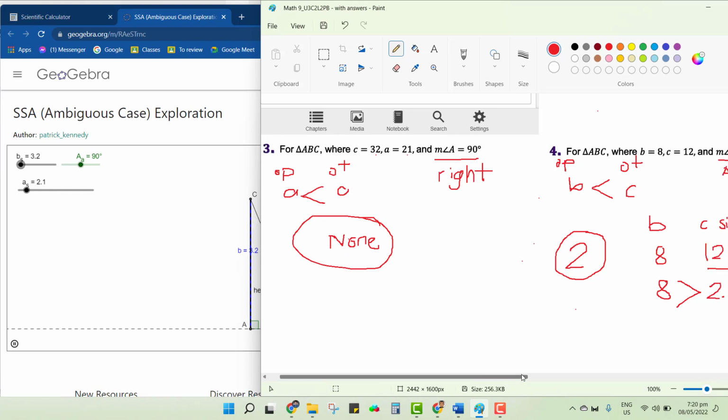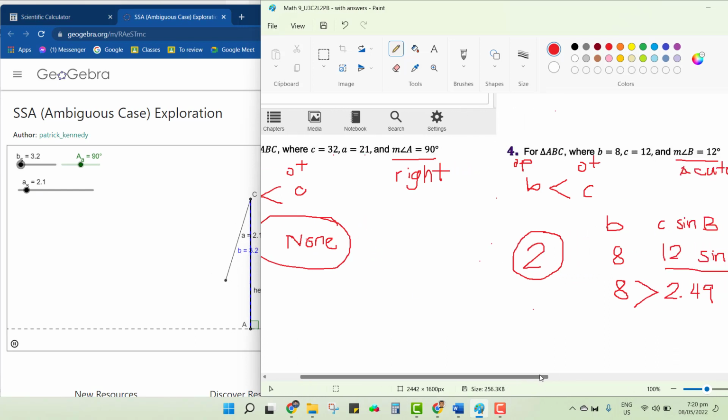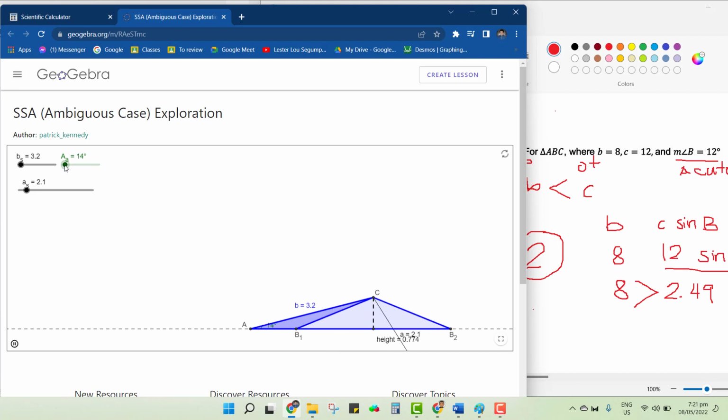Now here comes the tricky part for number 4, because earlier we solved it to have two triangles. Let us see if there are really two triangles formed here. So our angle is 12 degrees. The opposite side is 8. And the non-opposite or the other side is 12. Let us see.